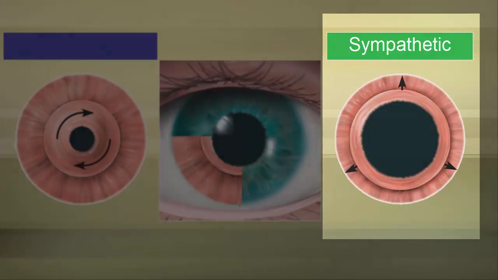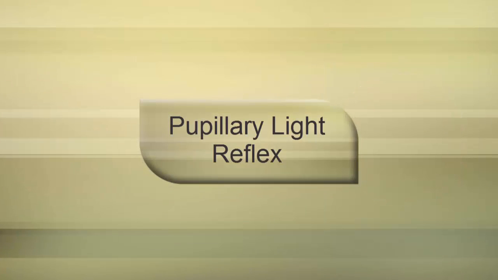Let's take a look at a video that tests the pupillary reflex. In this video, the doctor is testing for the direct or ipsilateral reflex, as well as the indirect or consensual response, which happens on the contralateral side. You will practice this in the laboratory.